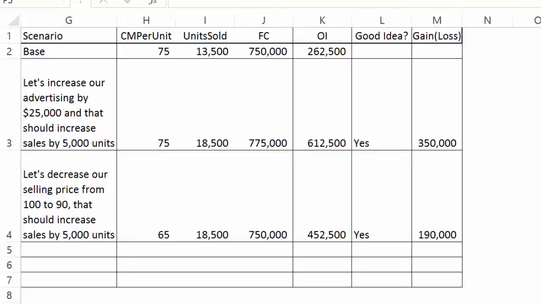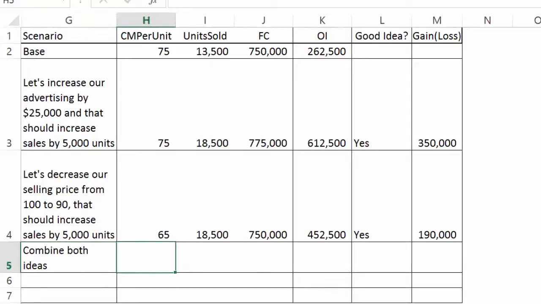Now you don't have to do the second part of these. I'm just kind of showing you a different way to look at it. What would happen if we combine both ideas? Well, in this case, we'd have a $65 contribution margin. Our sales would increase by 10,000 units. Our fixed costs would increase by $25,000 for the advertising.